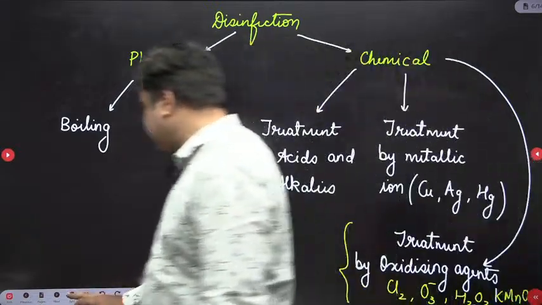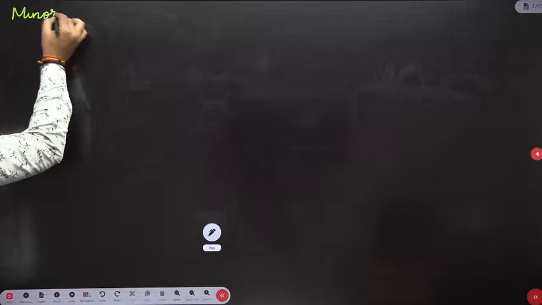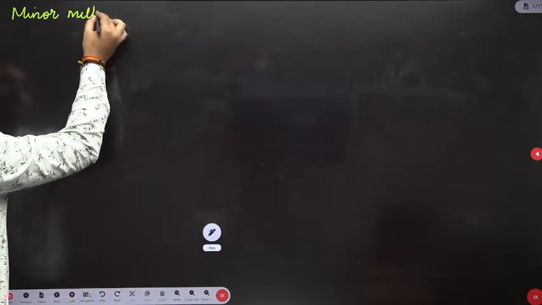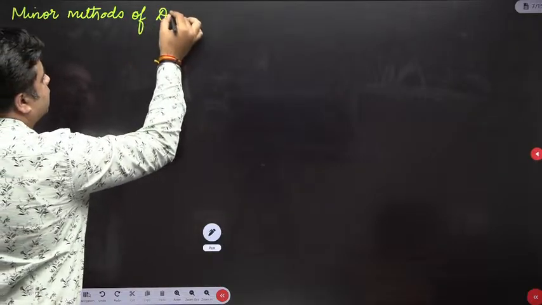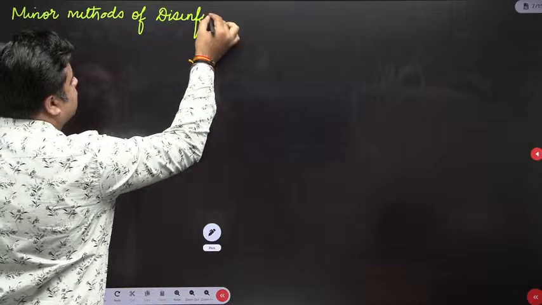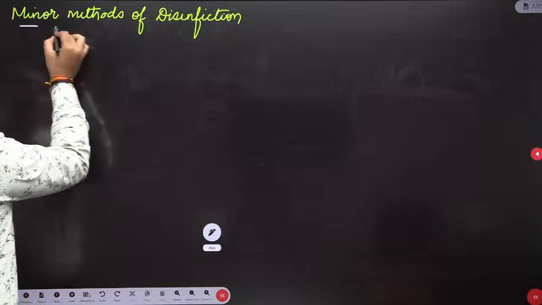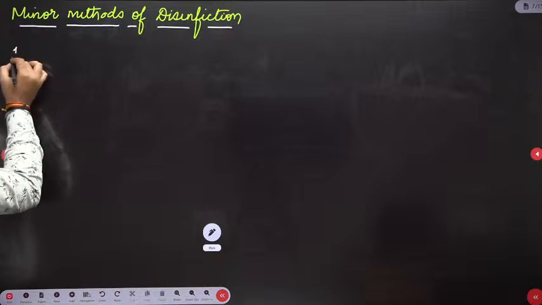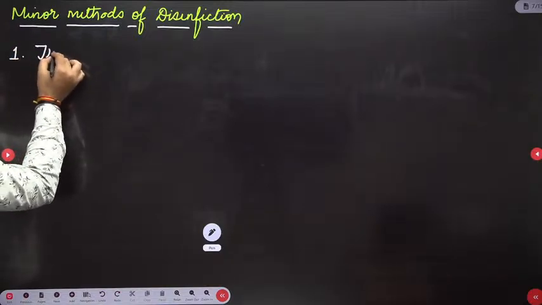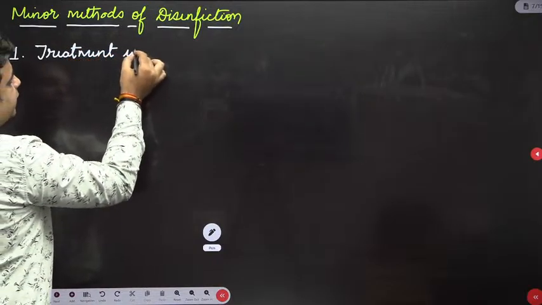Chalo, one by one we will see. Topic number 1 is minor methods of disinfection. So the first minor method of disinfection is treatment with ozone.